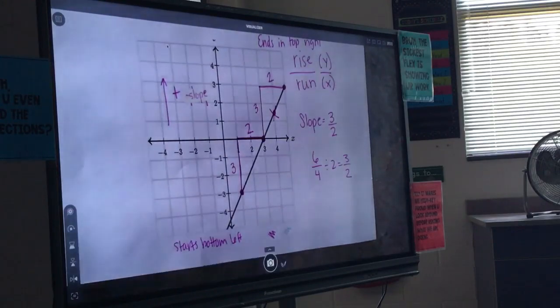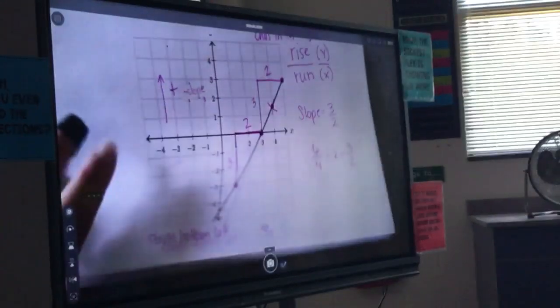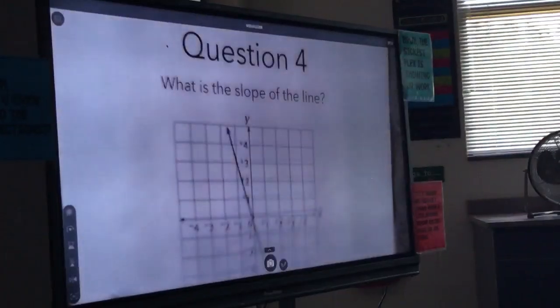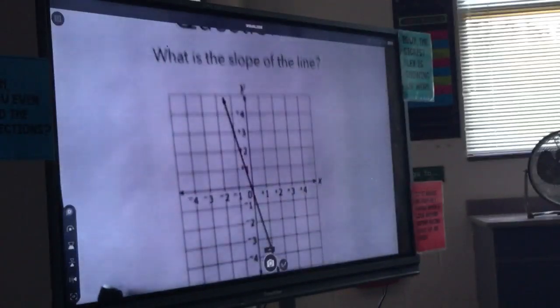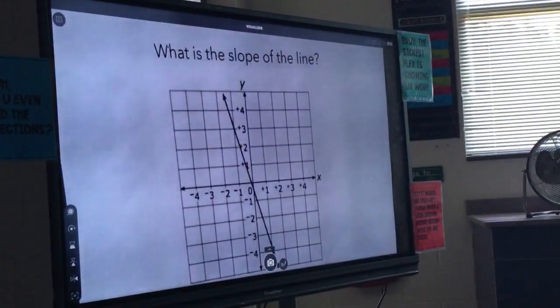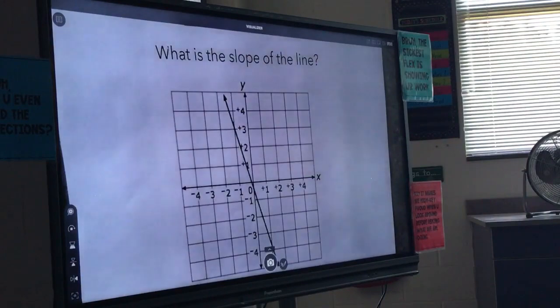Everybody good? Okay. All right, number 4. So this again. And guys, these questions are almost identical to the questions you're going to see on your test tomorrow, minus the numbers are probably going to be different, or the graph might be a little bit different.